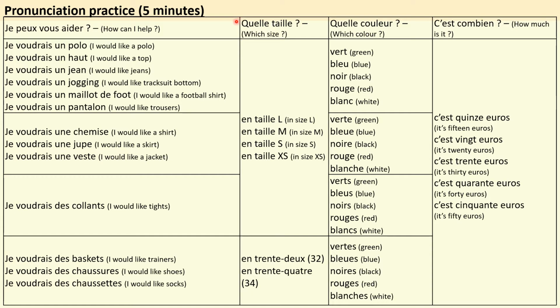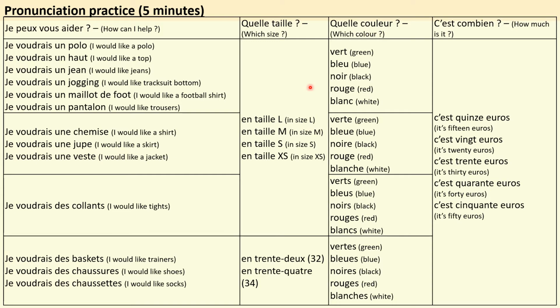The second one is where the shop assistant asks you what size, quelle taille, and then you say the size you'd like, en taille L, in size L, for example. The next one, they're going to ask you what colour you would like, quelle couleur, and then you're just going to give the colour. Okay, and these are the masculine singular to match this box, feminine singular to match the clothes in this box, the masculine plural to match this box, and the feminine plural to match this box.